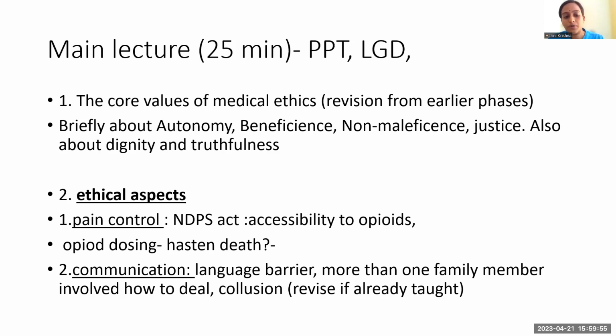Then we move on to the main important aspects of ethical aspects. Under that, pain control, the NDPS Act that governs pain control, the issues related to accessibility of opioids, and also the question, sometimes a cancer patient at the end stage will have to be given opioid dose in higher amounts. Could that hasten death? Although it may be a little higher level for them, but maybe all these topics have to be touched upon. Ethical aspects about communication, that what the language barrier can do, how to address collusion, etc.